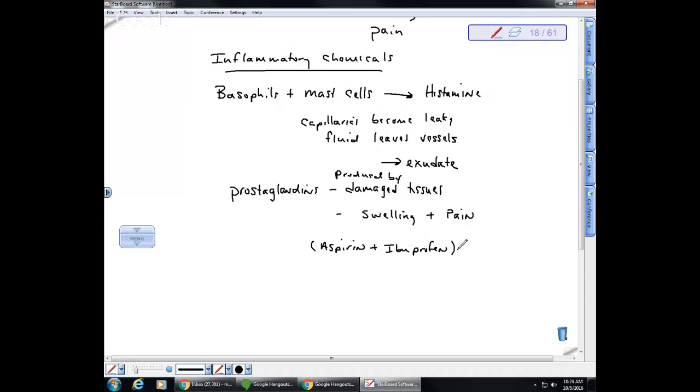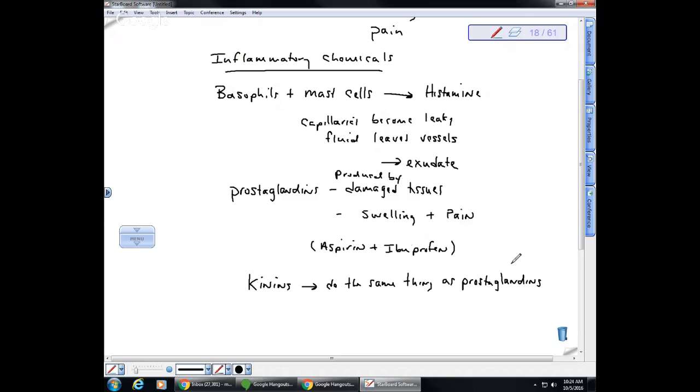We also have kinins that do the same thing as the prostaglandins. So we have different types of kinins, and these do the same thing. Okay. So those are the inflammatory chemicals.